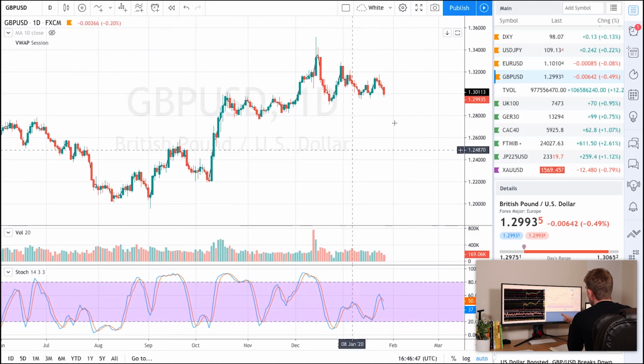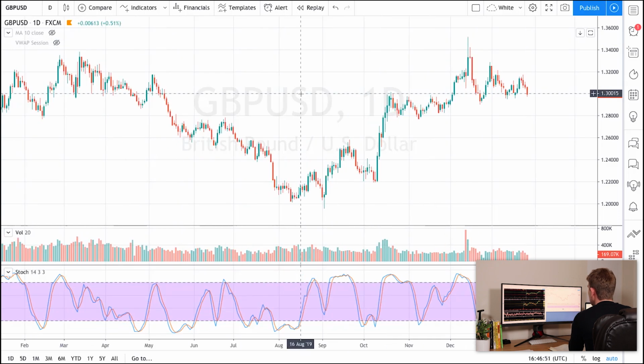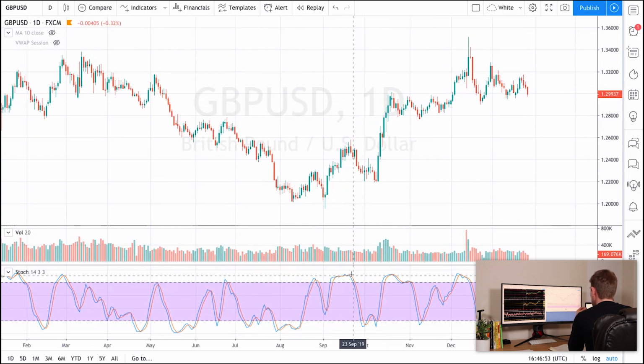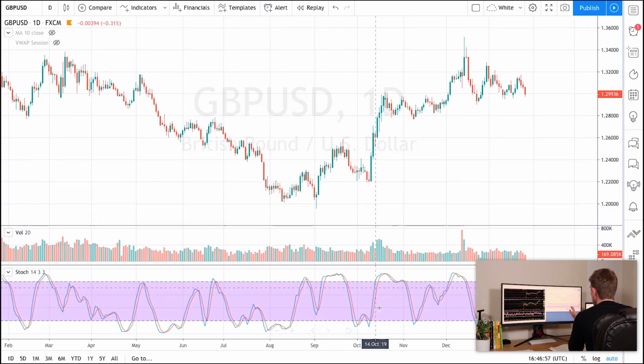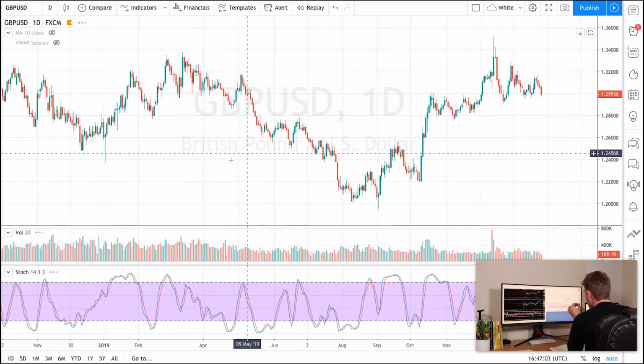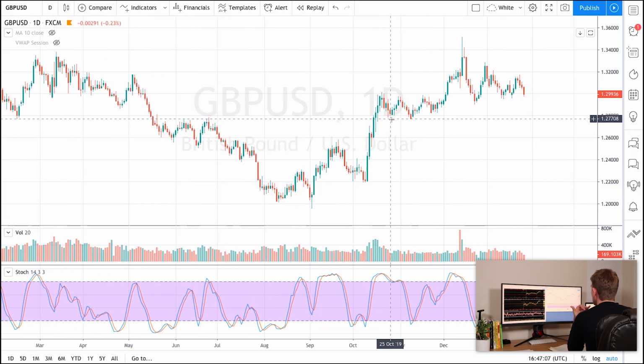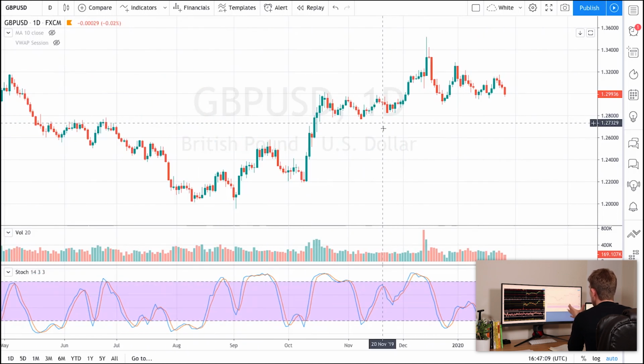The idea with your stochastic is that, let's get rid of the VWAP, don't need that, overbought condition is here, oversold condition is here. So you're looking to go short in overbought and long in oversold. The pros of this are that in the right conditions, it's a very, very good strategy for timing the highs. For example, let's look at this section.